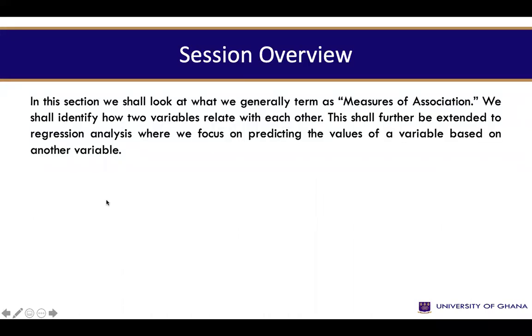As I said, what we generally term measures of association identify how two variables relate with each other. Then we extend it further to regression analysis, where we begin to make predictions on how the values of one variable can be used to predict another variable.